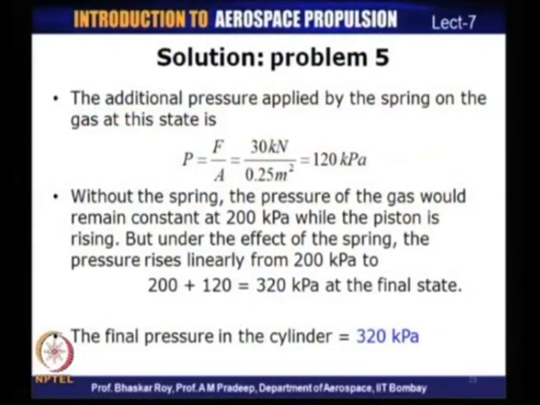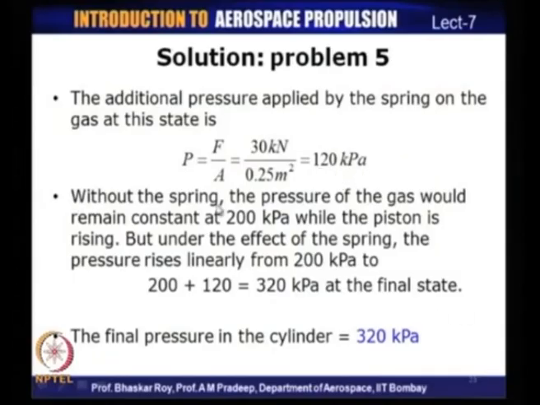Now, we need to find the final pressure at state 2, that is at the end of the process. Pressure, as we know, is force per unit area. So, we have just calculated the force that the spring exerts at the final state. That force divided by the area will give you the pressure. Well, that is basically the additional pressure because of the presence of the spring itself. And therefore, P would be equal to F divided by A, and so it is 30 kilonewtons divided by 0.25, that is 120 kilopascals.